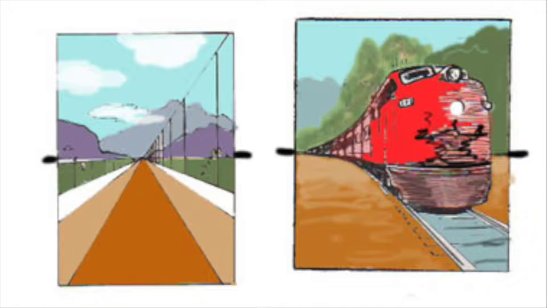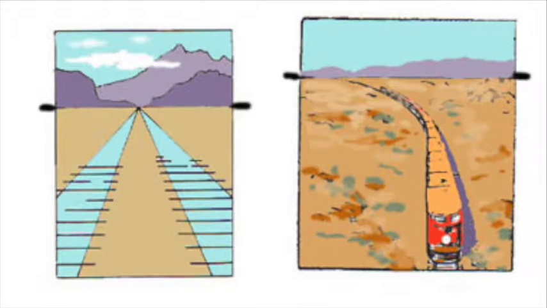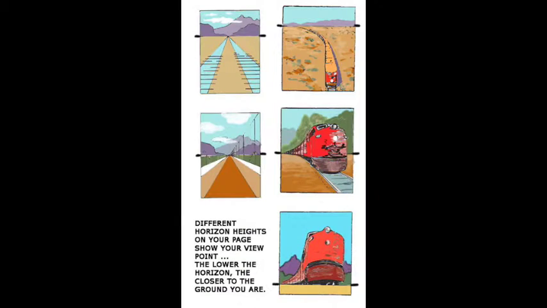This is a medium horizon line. It's at our eye level. We're standing up. We're looking directly at this image. The train is coming directly at us, but we're not sitting down. We're standing up. And this is a high horizon line, which almost looks like we're floating above the ground, looking down on everything. So that's the difference between a high, a medium, and a low horizon line. And they all determine how you're looking at your image.